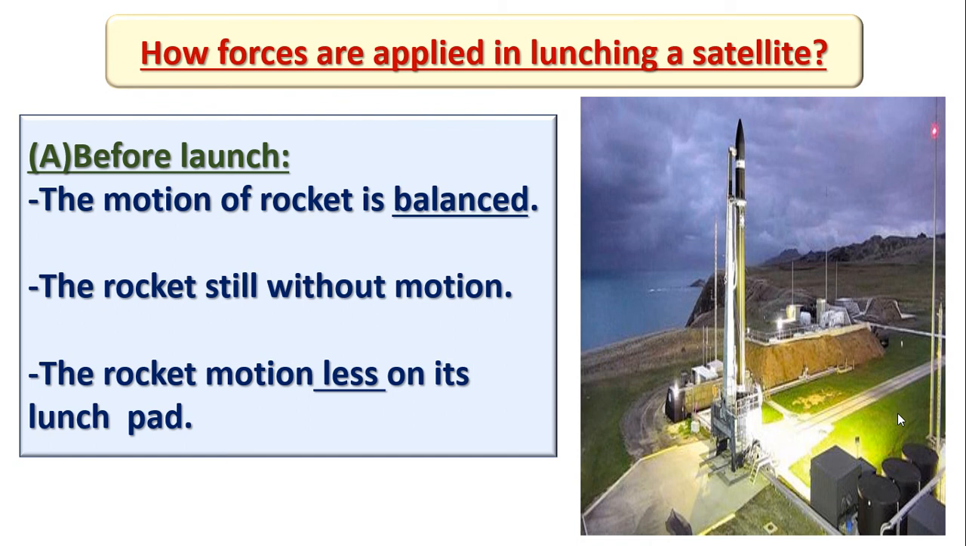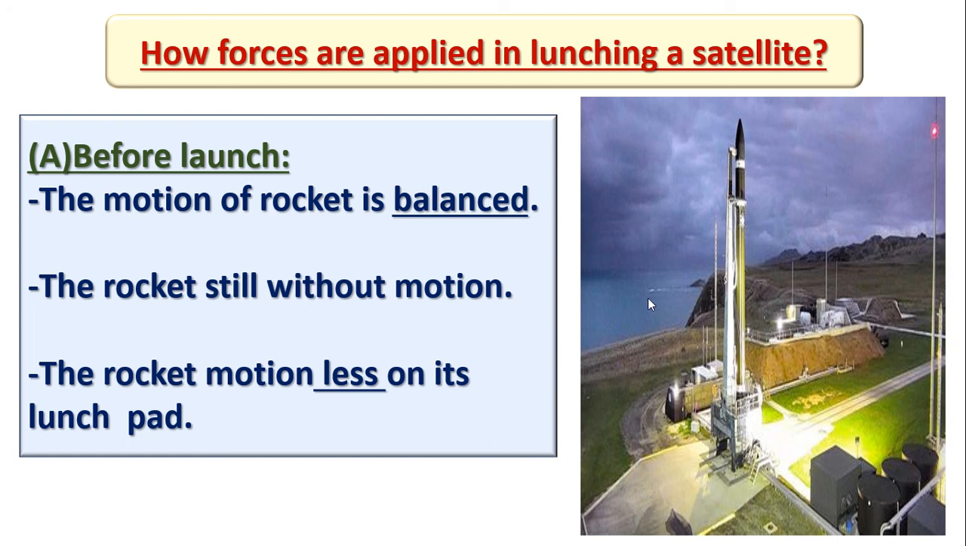Okay, so here on the Earth, the motion of the rocket, will it be balanced or unbalanced? Super, it will be balanced. Before launching, it is balanced. There is no motion. The force is balanced. So will the rocket move or not move? Super, the rocket will not move. There is no motion. The force is balanced. The rocket's motion is less on its launch pad, before any launching and before any moving.